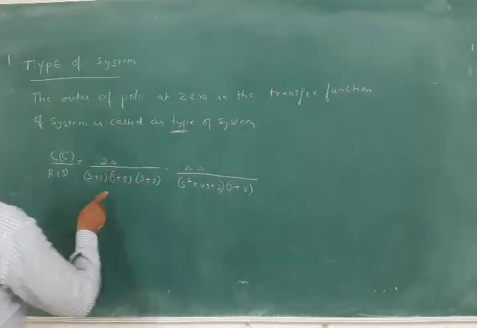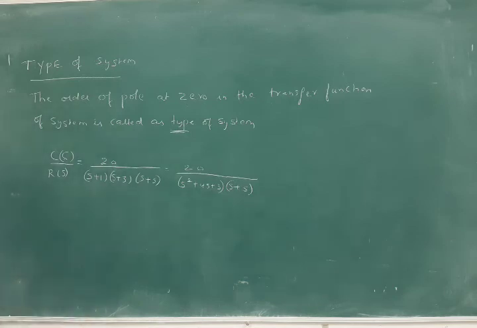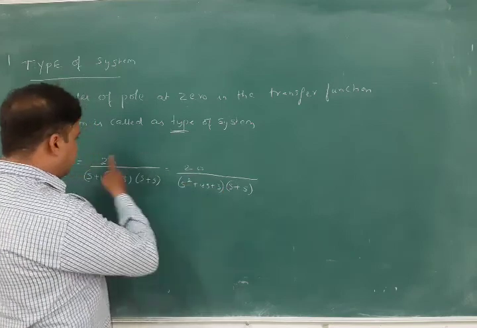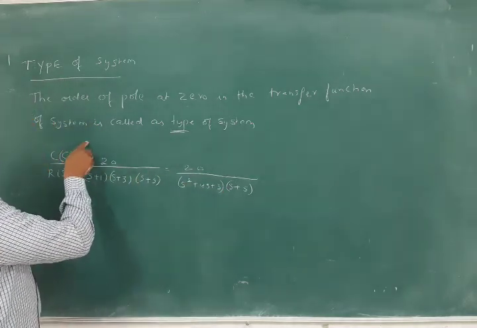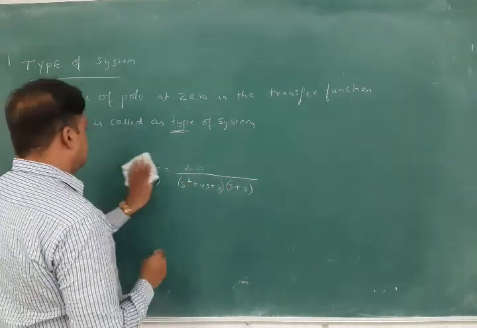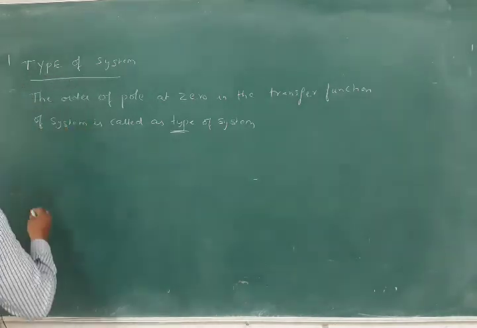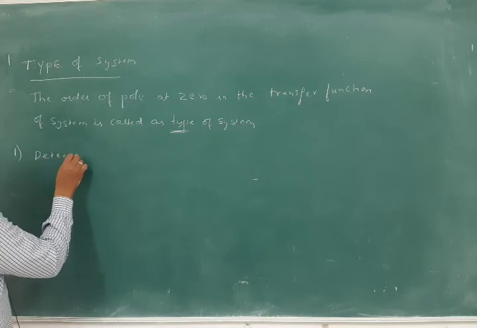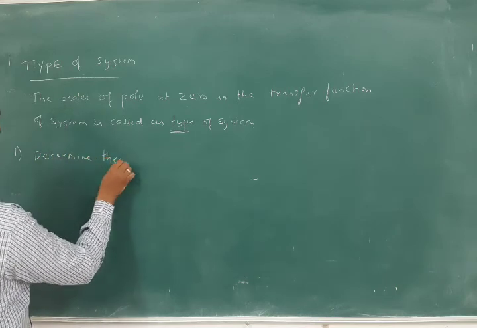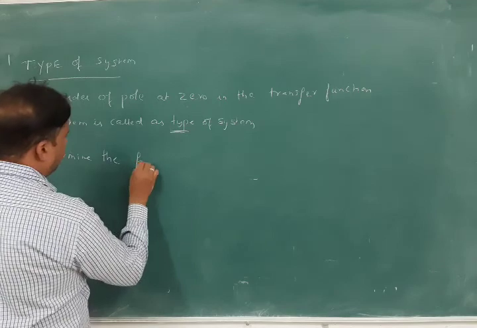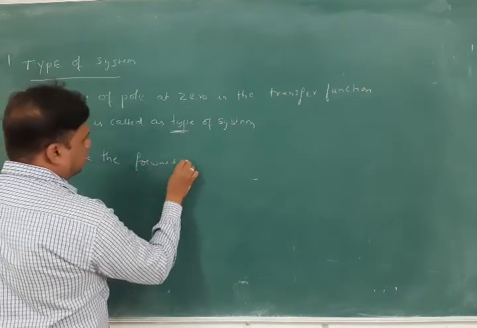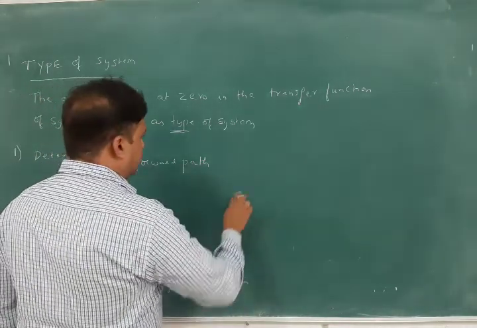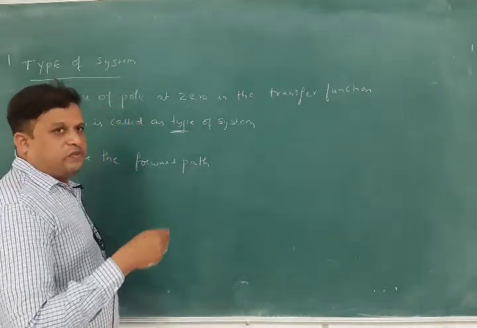So first of all, you will write the steps here to find the type of the system. I am telling you that the transfer function will be written like this only for finding the type of the system. Okay. First of all, the first point is determine the forward path. As you know already, we have studied the forward path. G of s and H of s are there. So G of s is the forward path and H of s is the feedback path.